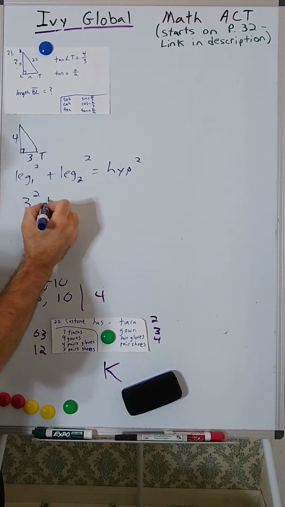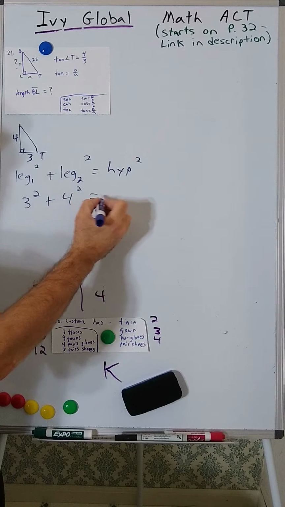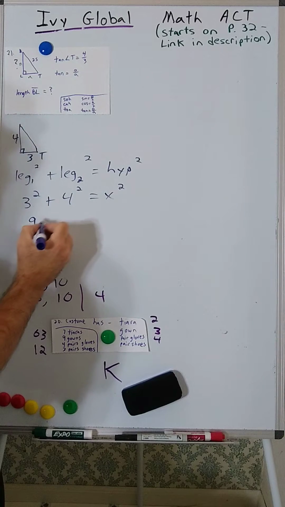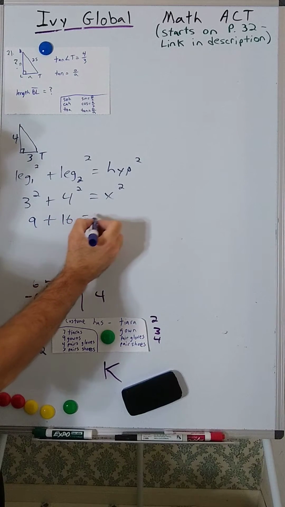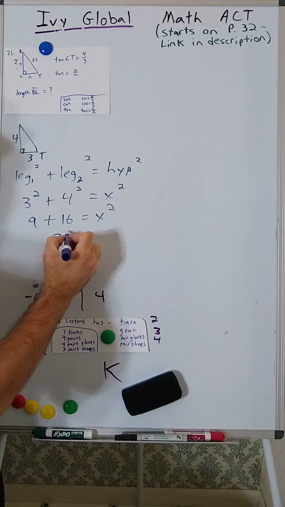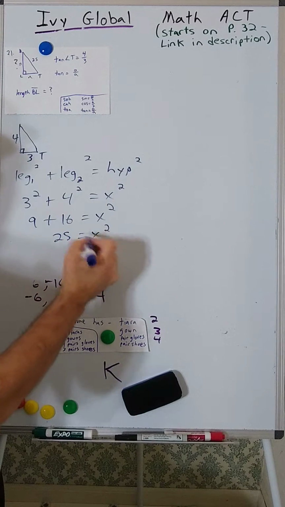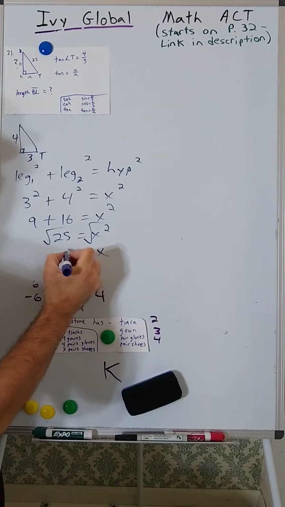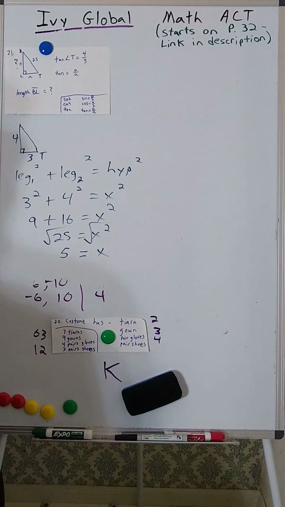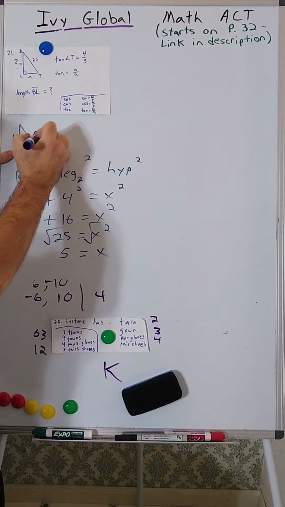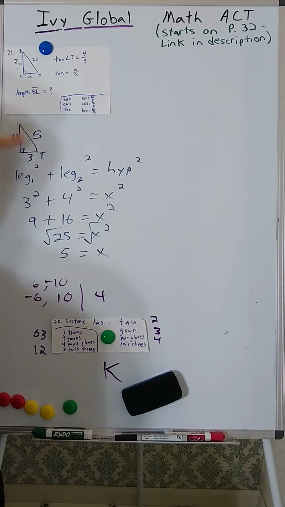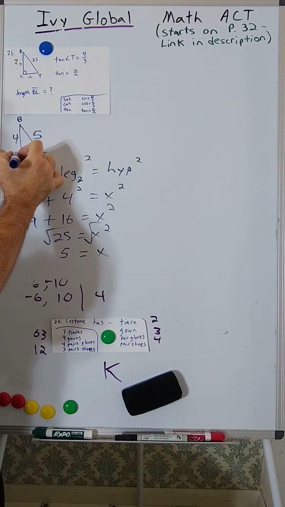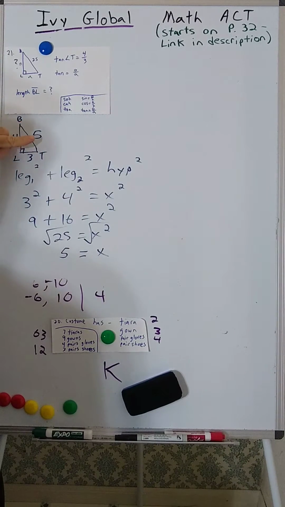So we have 3 squared plus 4 squared equals x squared. And 3 squared is 9 plus 4 squared is 16 equals x squared. And then we got 25 equals x squared. Take the square root of both sides. X is equal to 5. So in this triangle, this side, BT, if we're using a smaller scale version, is 5.